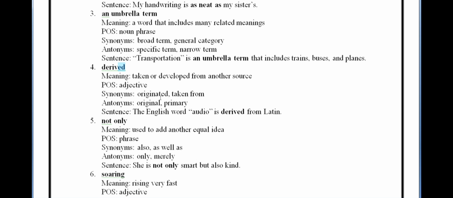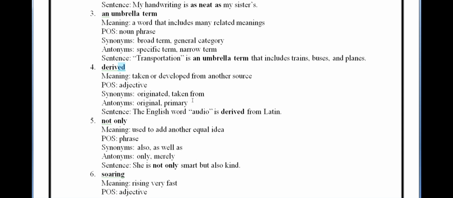What is the meaning of it? It is originated or taken from. Antonyms are original or primary. The sentence is, the English word audio is derived from Latin.